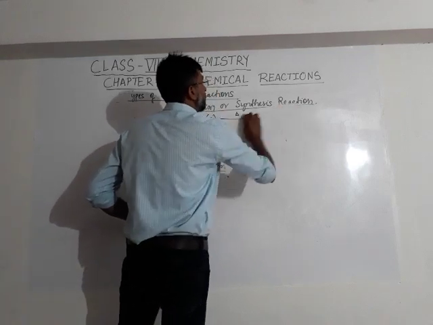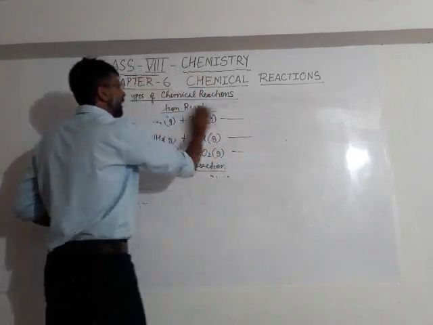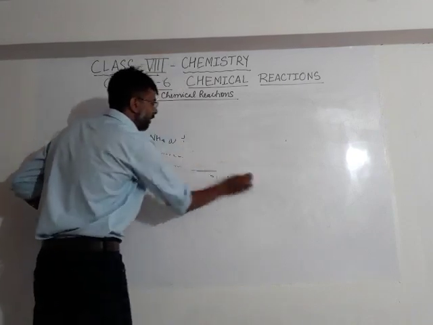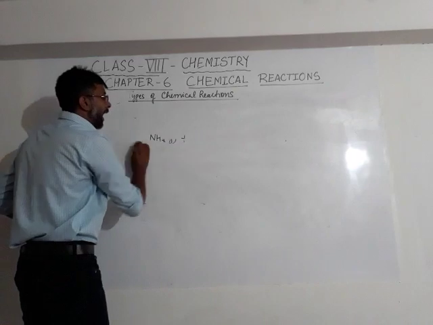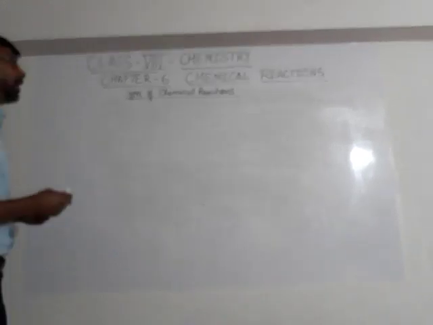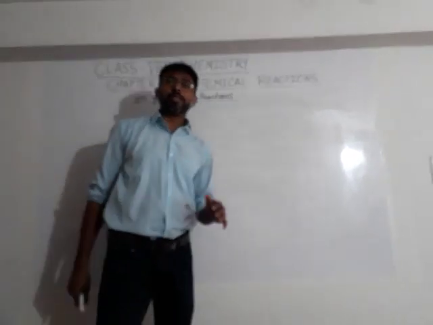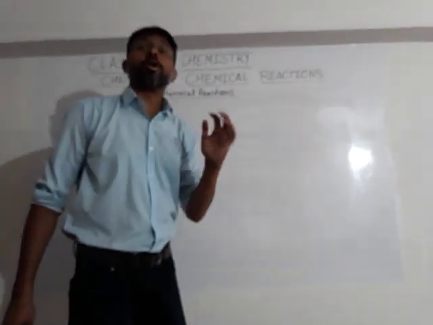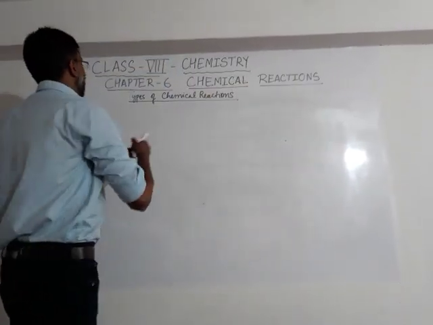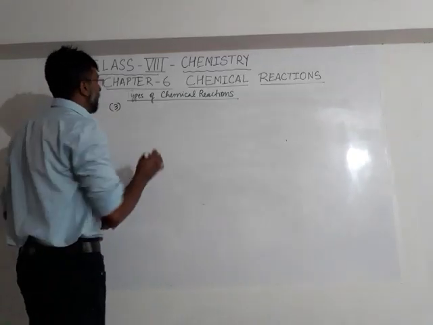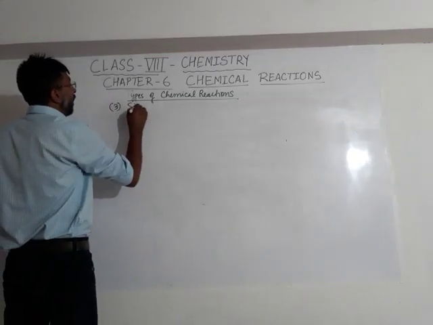Now, to understand simple displacement reaction, my dear students, it is very, very important for all of us to understand and remember the activity series of metals. What is the activity series of metals? Activity series of metals is a series of metals which is arranged from top to bottom in the decreasing order of reactivity.